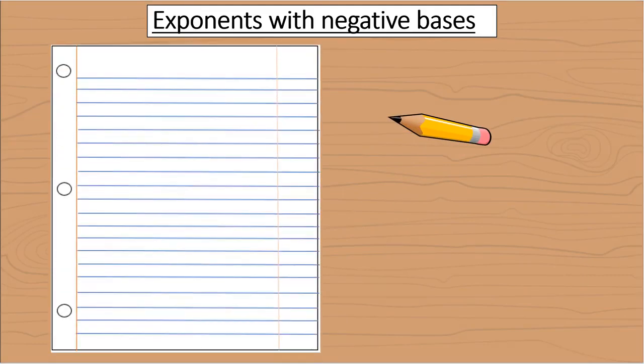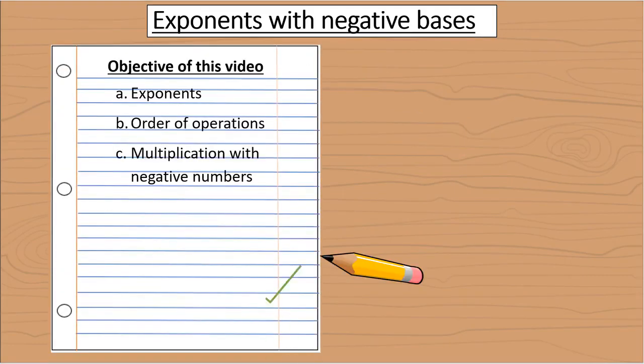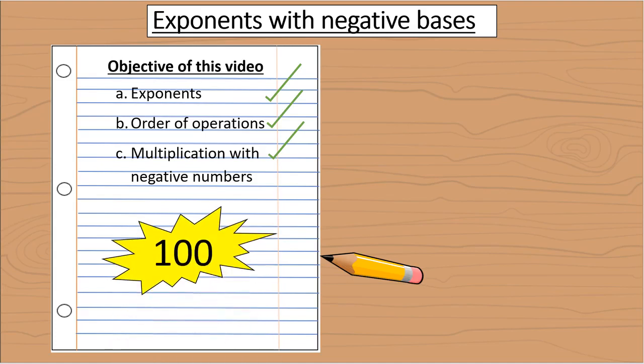So in this video, we learned about exponents with negative bases. We went over exponents, we went over order of operations, and we discussed multiplication with negative numbers. So remember to be careful when multiplying with negative numbers. If you master this math lesson, you will become successful in high school algebra.